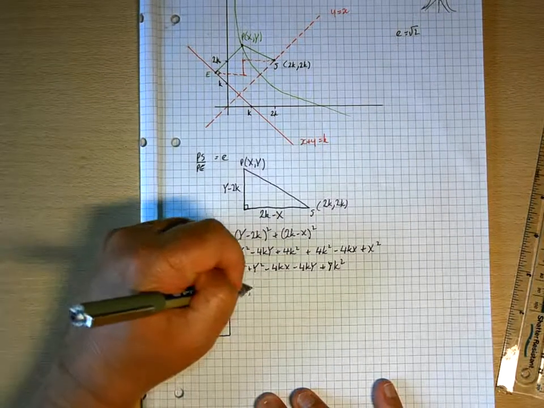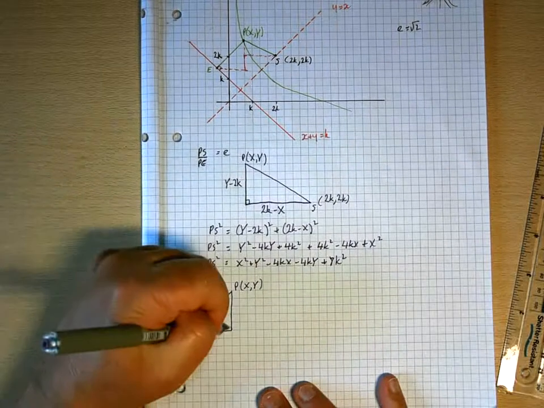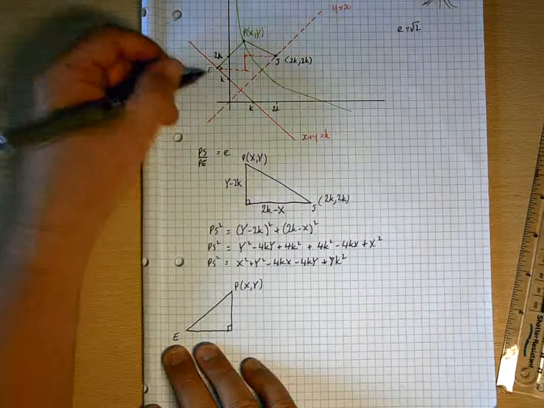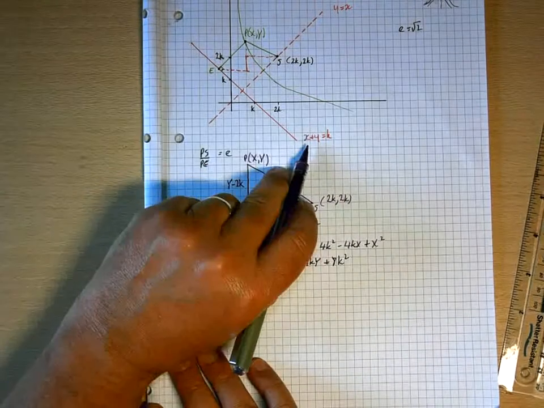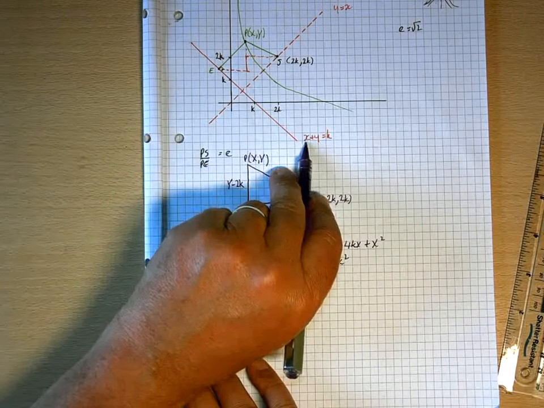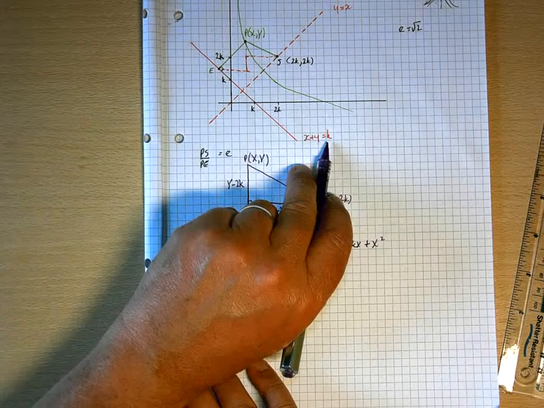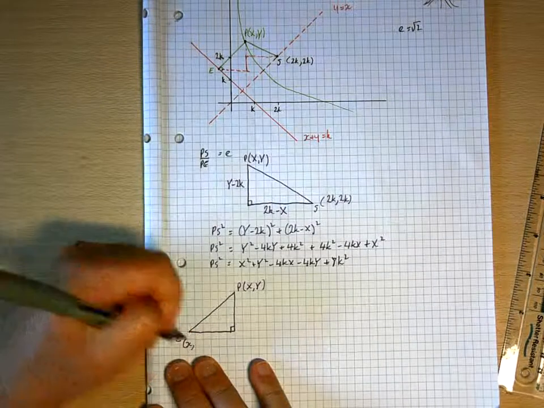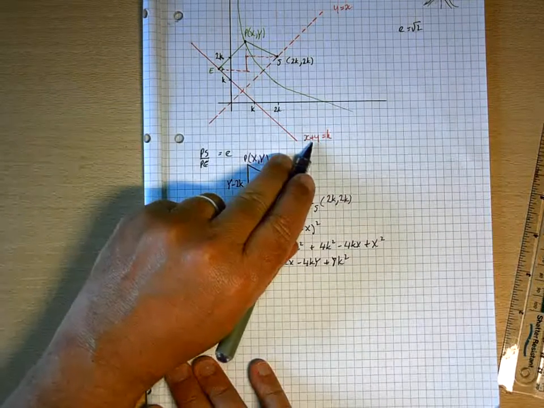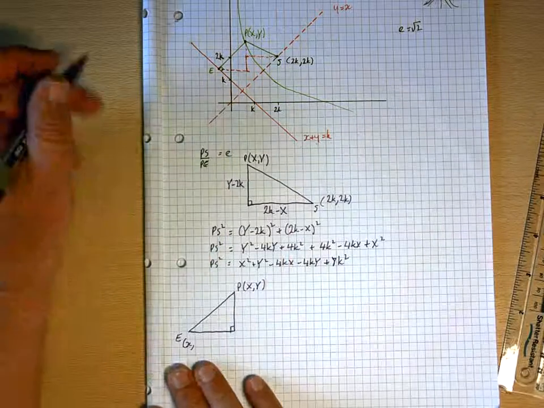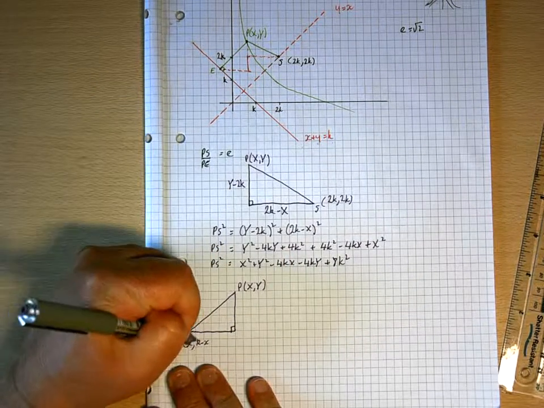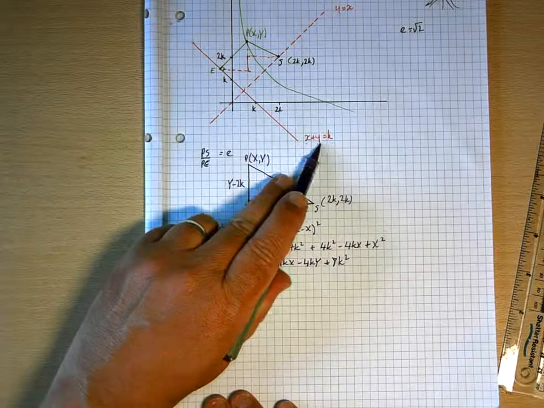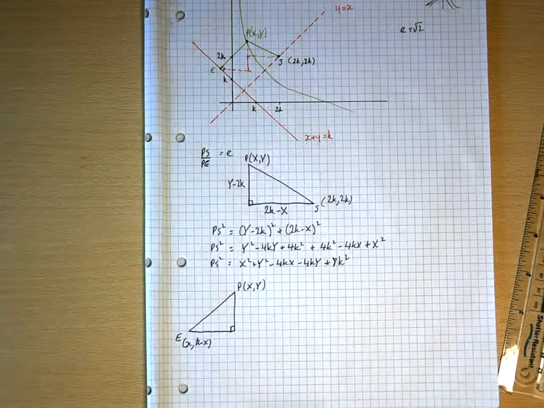So P, capital X, capital Y. I know it's a right angle triangle, and the E coordinate, because I've got this equation in the form x plus y equals k, then the x coordinate is x, and the y coordinate can be written as k minus x. Just by rearranging that, y equals k minus x.